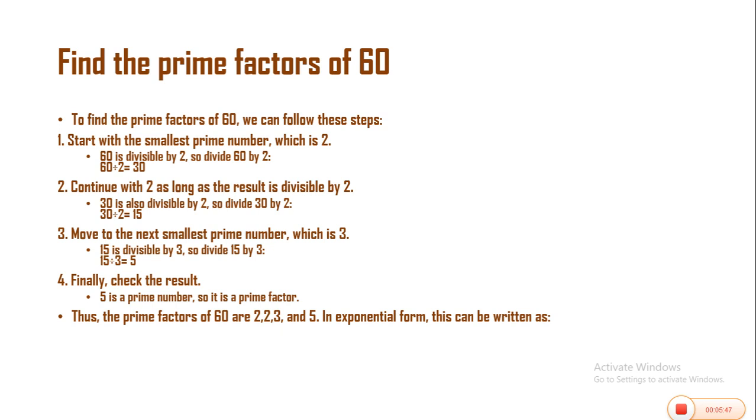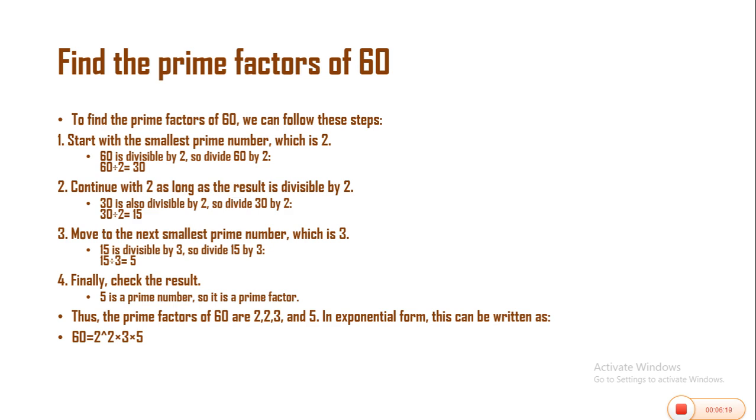So the prime factors of 60 are 2. We divided first by 2, that's 2 raised to power 1. Divided again by 2, that's 2 raised to power 2. And 3, then 5. So our prime factors are 2, 2, 3, and 5. In exponential form, it is written as 2 raised to power 2 times 3 times 5. Those are the prime factors of 60.